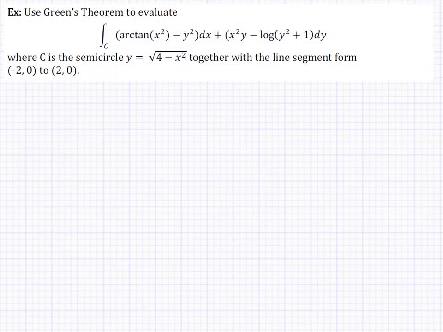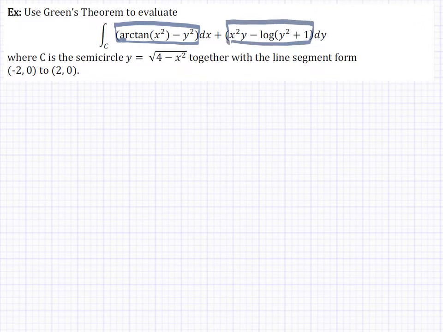Here's another one. Now, in this one, it says to use Green's theorem. I mean, you're not always going to see that. But why are we going to use Green's theorem here? Well, one, we have a 2-dimensional vector field. Here's F1. Here is F2. Okay. That's the 2 components of our vector field.